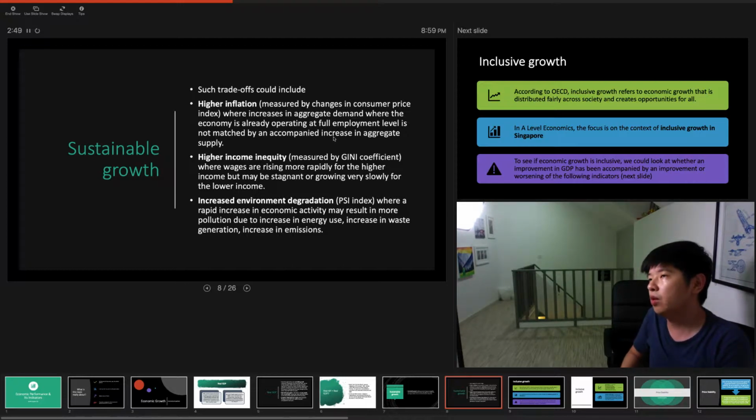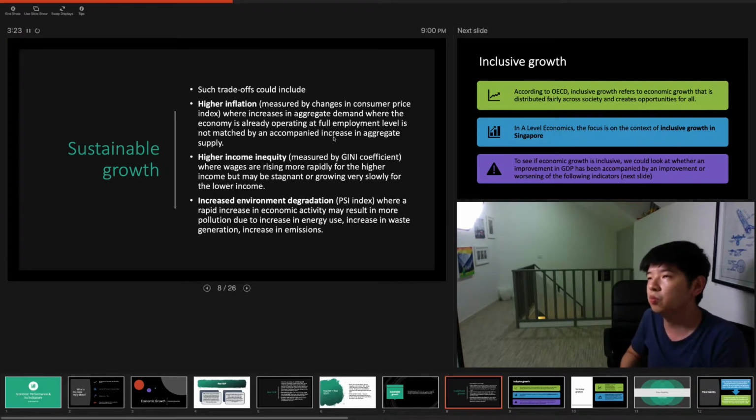For example, when you have an increase in AD when the economy is operating at full employment level, but this is not matched by a corresponding increase in aggregate supply, you will face higher inflation. Another is higher income inequity, measured by the Gini coefficient, where wages are rising rapidly for the high income but stagnant or growing very slowly for the lower income. And lastly, increased environmental degradation, for which we can use, for example, the PSI index. A rapid increase in economic activity may result in more pollution because of an increase in energy use, waste generation and emissions.